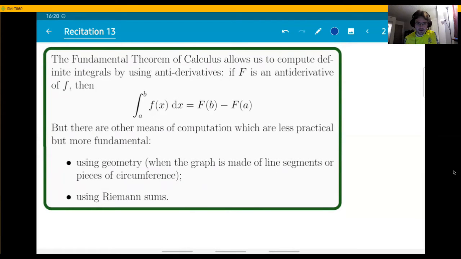And in case the graph is a little more complicated than that, then that's the case where you need Riemann sums to calculate it. So the focus for today is going to be on these more elementary ways of calculating integrals. Just keep in mind, you usually never want to do it this way, unless the problem specifically asks you for that, because you have a theorem that tells you how to compute it in a much simpler way.